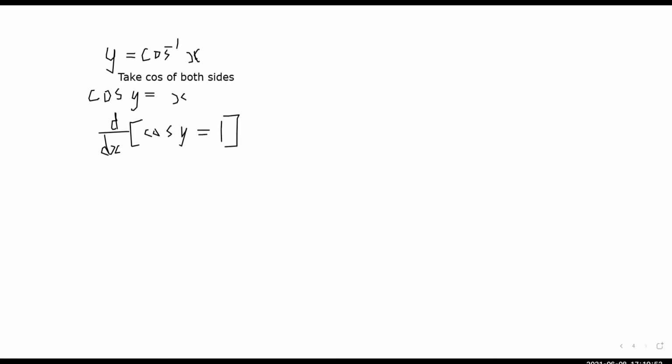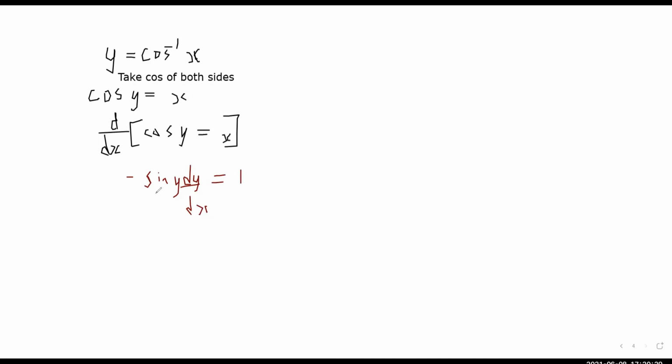Now differentiating cos y, we're differentiating y with respect to x. When we differentiate cos, we get minus sine y. But using implicit differentiation, anytime you're differentiating y with respect to x, you have to multiply by dy over dx. And then when we differentiate x, we get 1. My apologies for putting 1 right here; this should have been x. I already differentiated in my mind. When we differentiate x, we get 1.